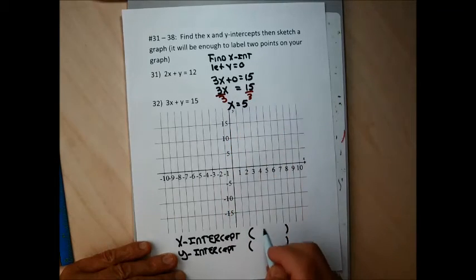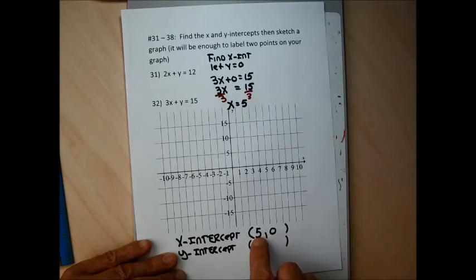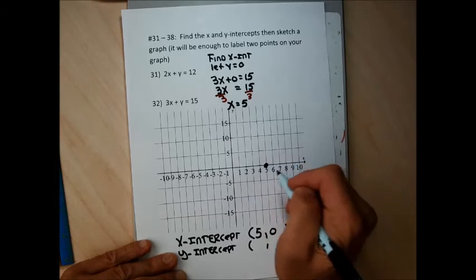X-intercepts always are points, and the y part of any x-intercept is 0 because I plugged in 0 for y, so there goes a 0 in the y part. The x part is 5. My x-intercept is the point 5, 0.